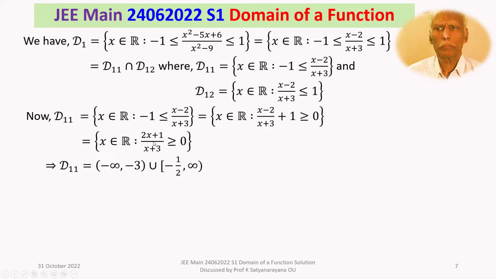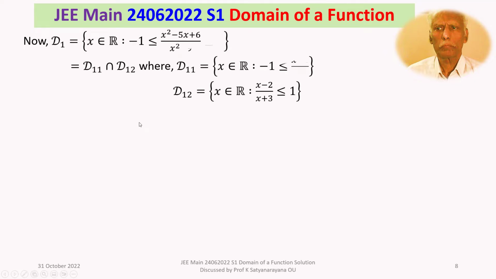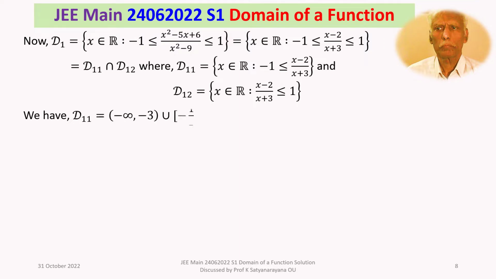And 2x + 1 ≥ 0 gives x ≥ -1/2, so the interval is from -1/2 to infinity, closed at -1/2, because it is greater than or equal to, so it takes that point. So that is D11, which we have already calculated, and we continue and find D12 now.